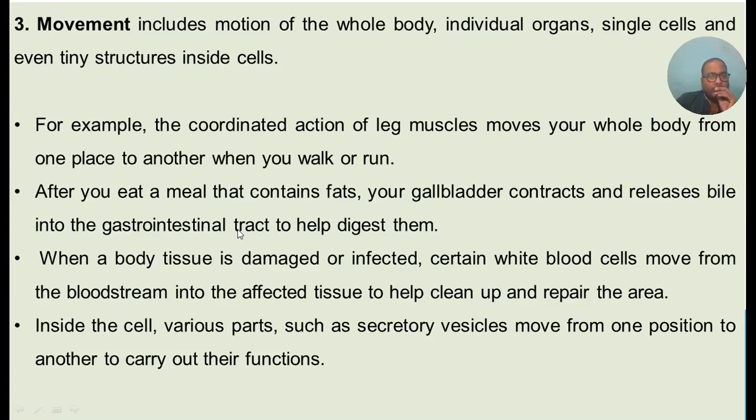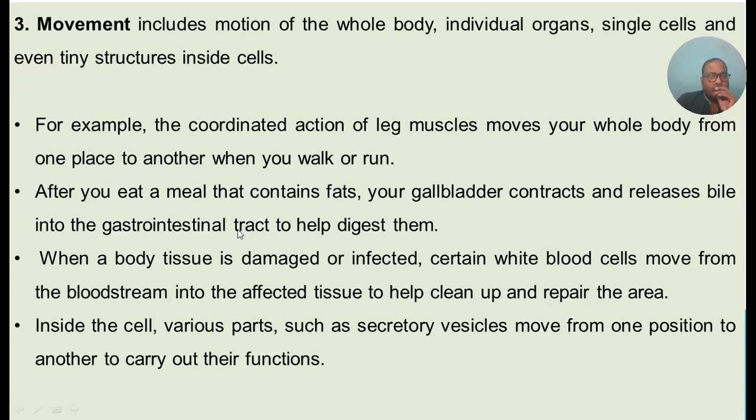If this movement stops, we can't survive because no digestion will occur. You can't get energy from food. The body can't get energy from any source, which ultimately leads to death. So movement is very important for a living organism.